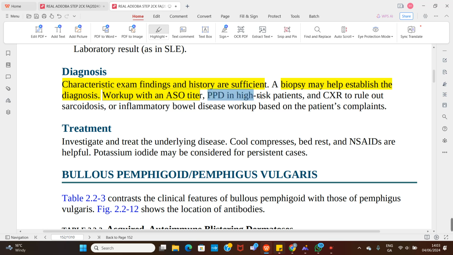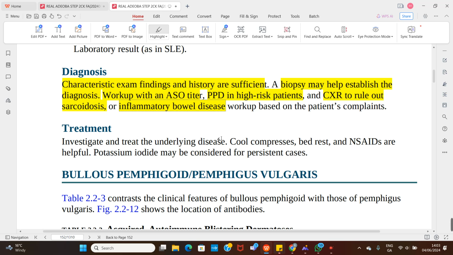Your PPD test to rule out tuberculosis in people that are high risk. You can do your chest X-ray to rule out sarcoidosis, in which you are going to be seeing evidence of bilateral mediastinal hilar lymphadenopathy. So once you are seeing mediastinal hilar lymphadenopathy, reticular opacities in the lungs, think about sarcoidosis. And of course, rule out IBD, inflammatory bowel disease, with colonoscopy, because Crohn's disease and ulcerative colitis are common causes of erythema nodosum.